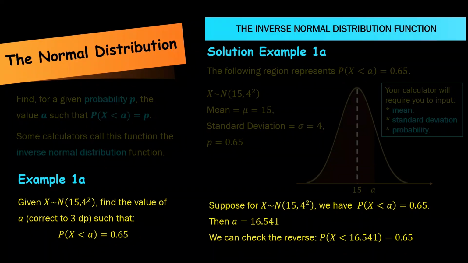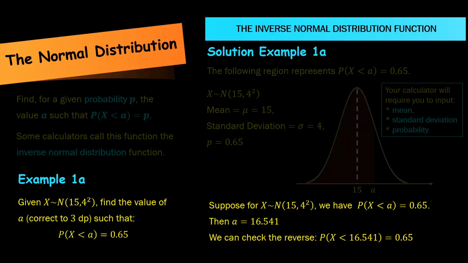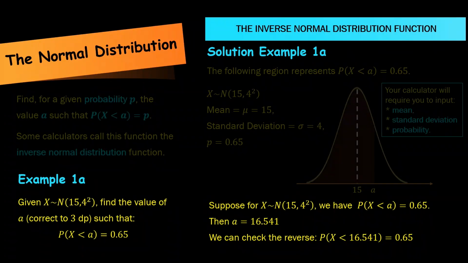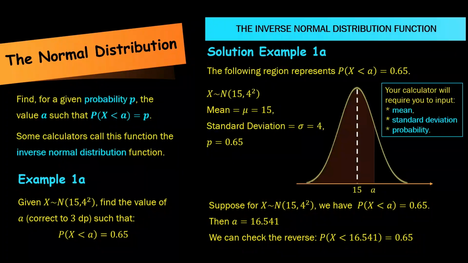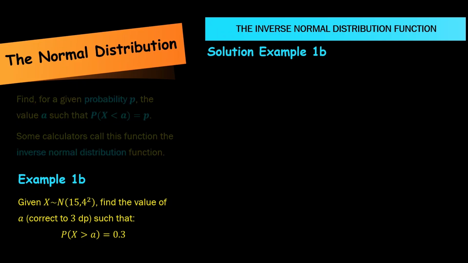We can also check the reverse. Try checking to see if the probability of x less than 16.541 equals 0.65. Now let's take a look at part B. We are required to find the value of A such that the probability of x greater than A equals 0.3. So let's solve this.